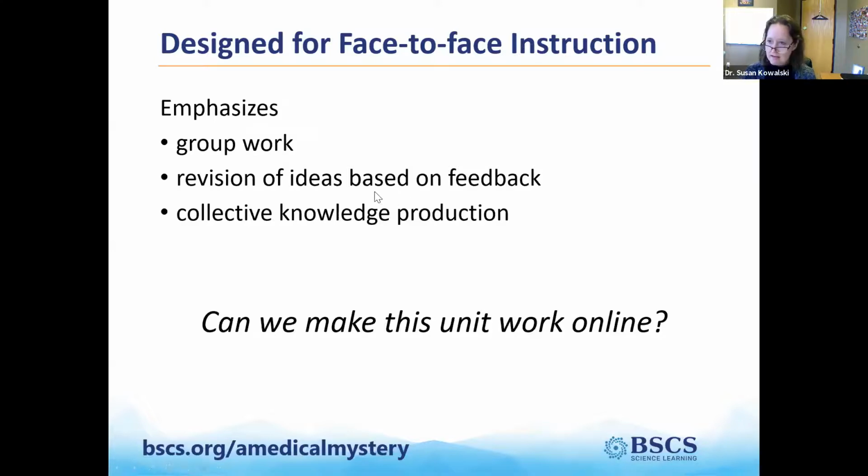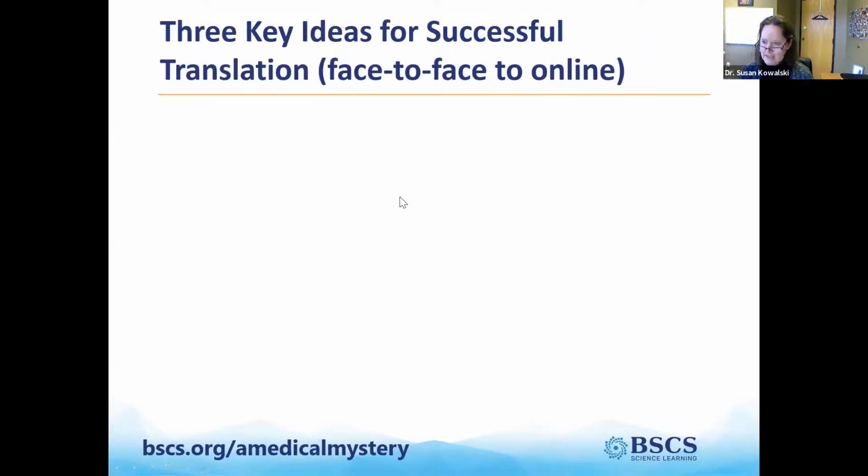And so we've thought carefully about that, and we have some suggestions for teachers on how to make that work. There are three key ideas that we would want teachers to really think about to bring any program online, and there are some pretty basic things. I'll list them, and then I'll talk about each one in more depth.